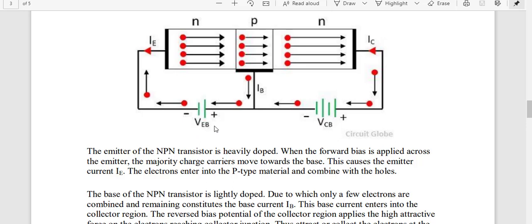Previously I have told you that your input junction is forward biased and the output junction is reverse biased. Check: N is connected with N. That means what? Forward bias or reverse bias? Yes, forward bias. Forward bias means either N to N or P to P. So here N is connected to N, that means this is forward bias. And on the output side, N is connected to P, that means reverse bias.